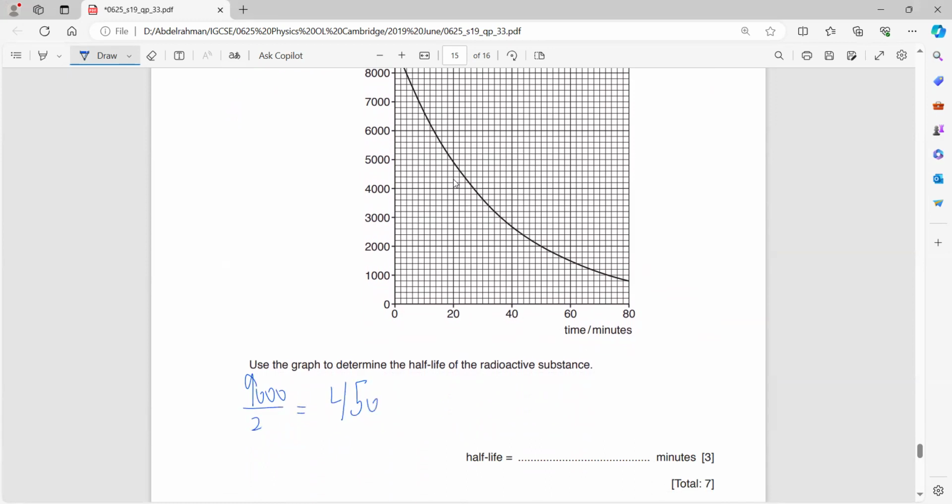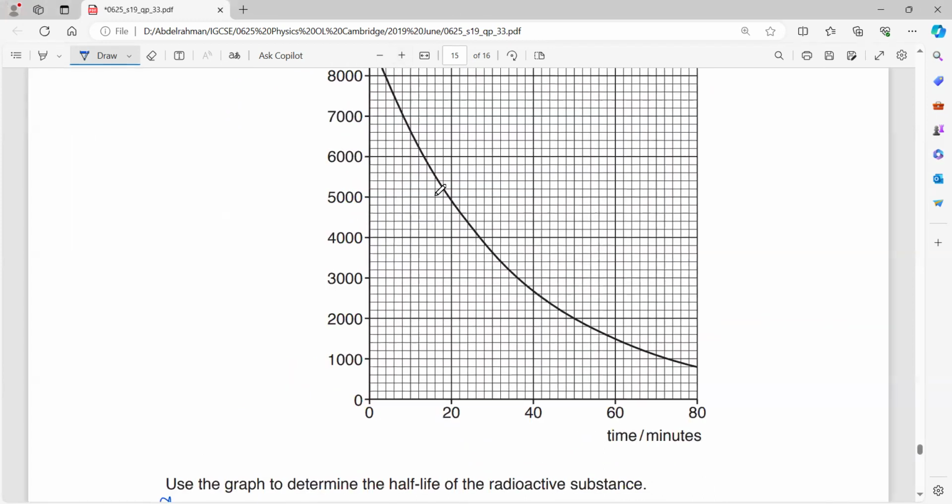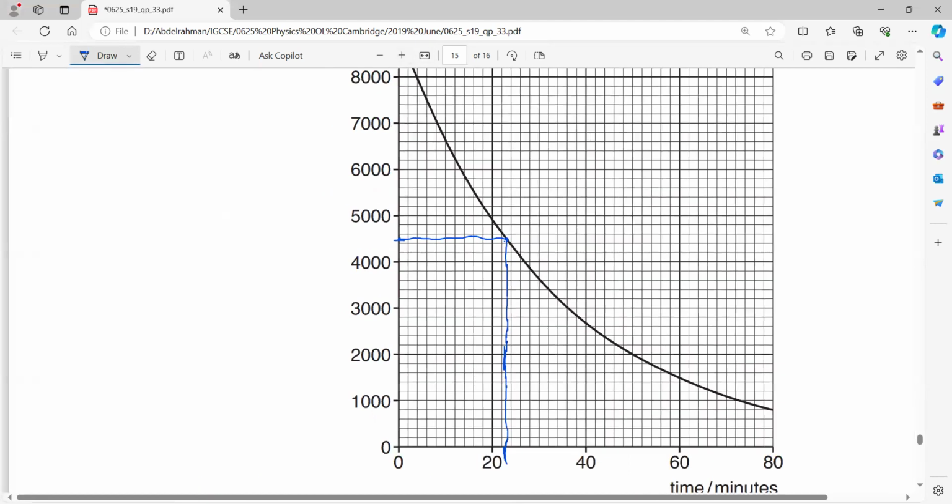Okay. 4,500. So from the graph, let's zoom in a bit. From the graph, we have to do it very accurately, guys. Okay. 4,500 here. And find the time. Here, it's in the center of the square. It's in the center of this square. Okay, what's the number here? What is this time? Can someone tell me?